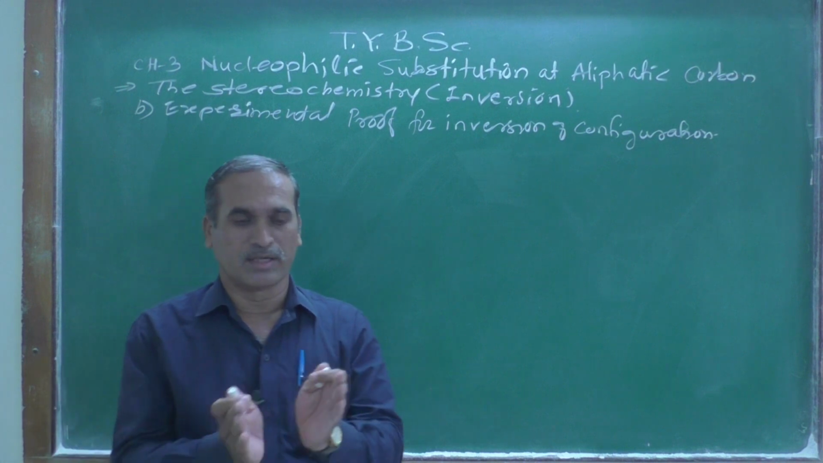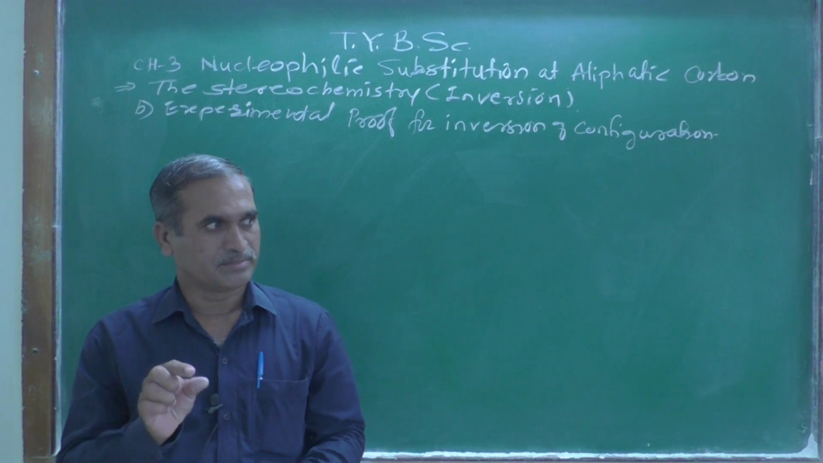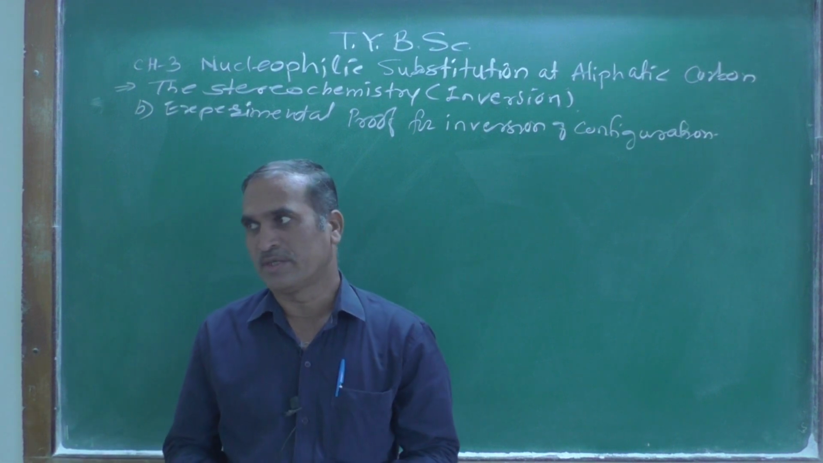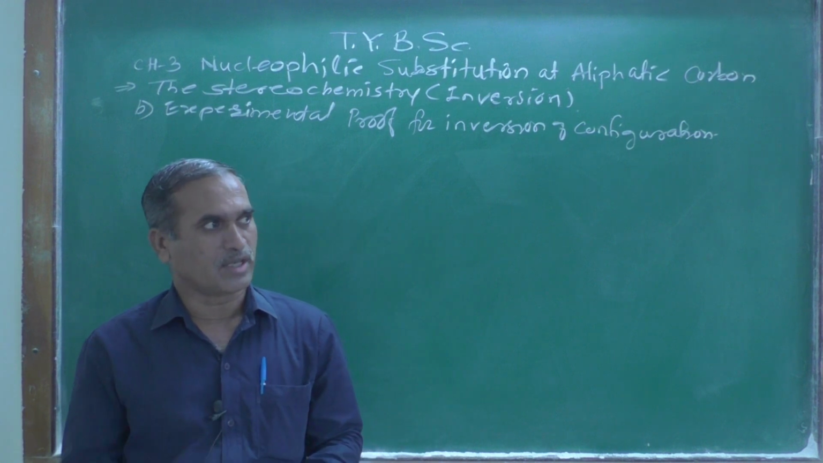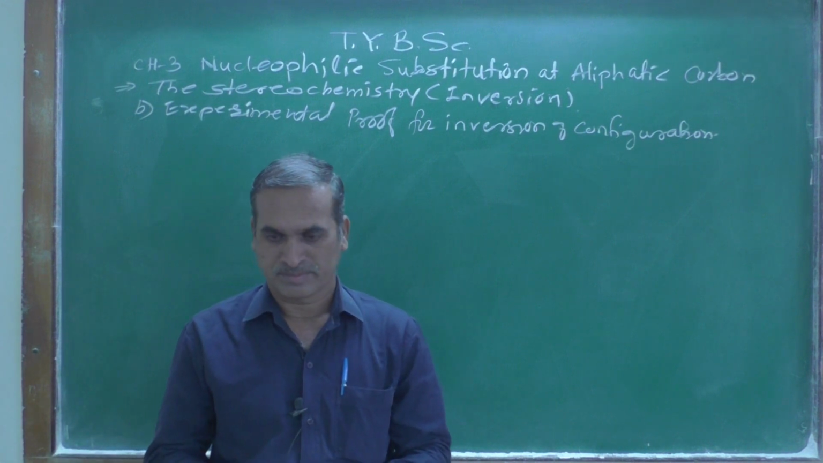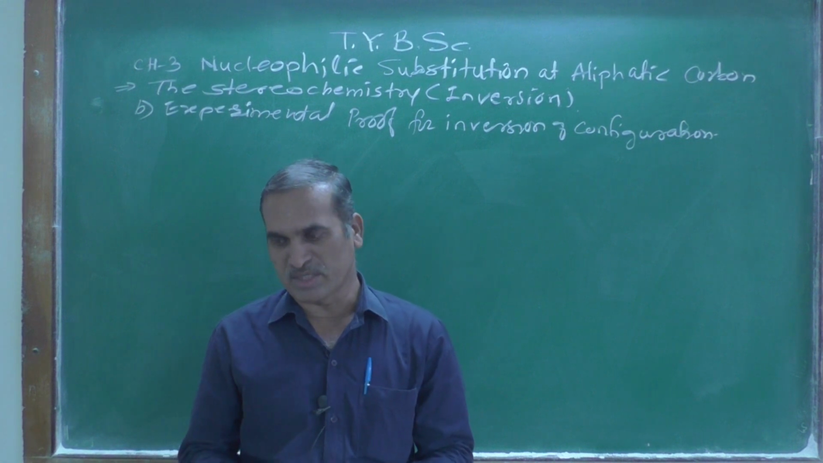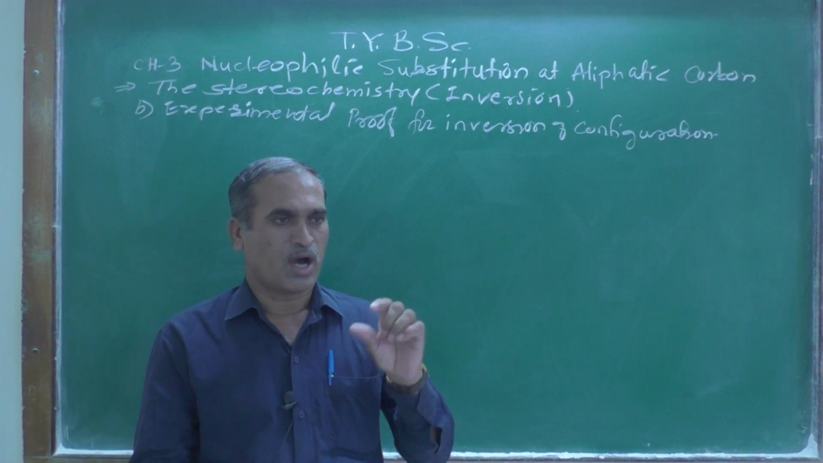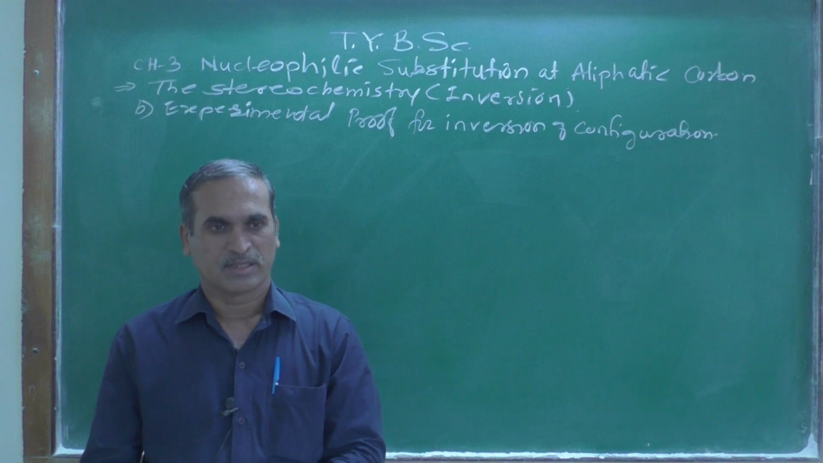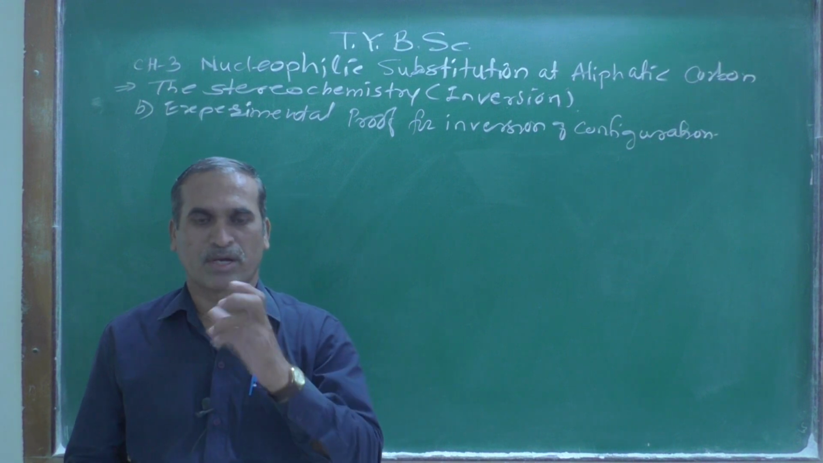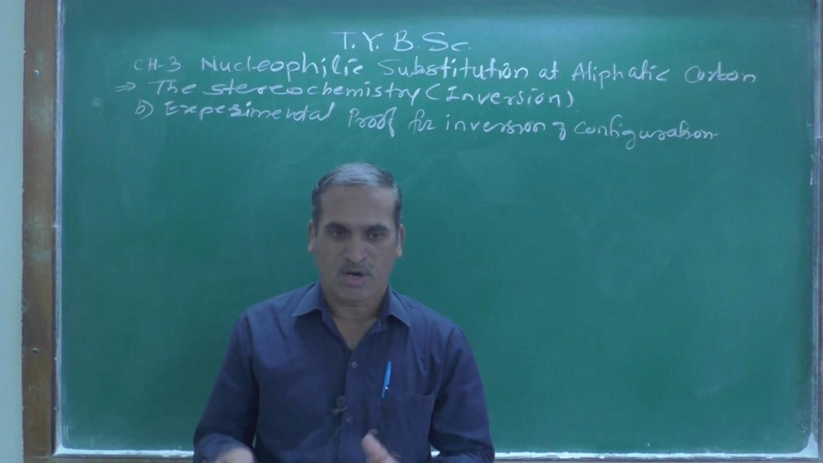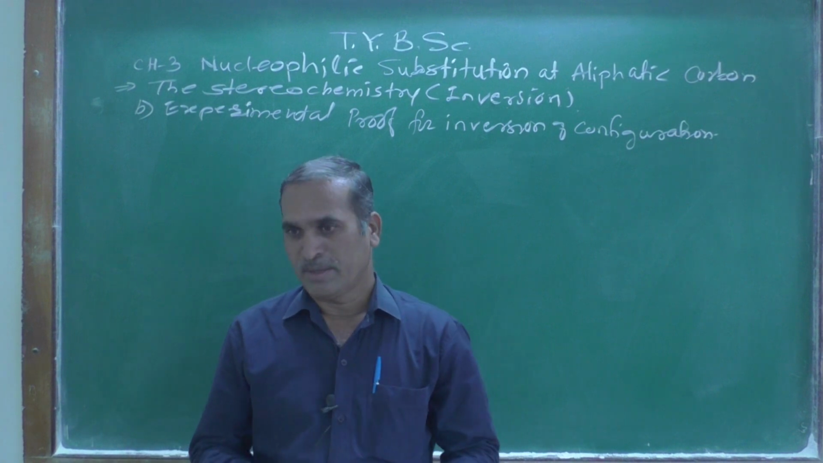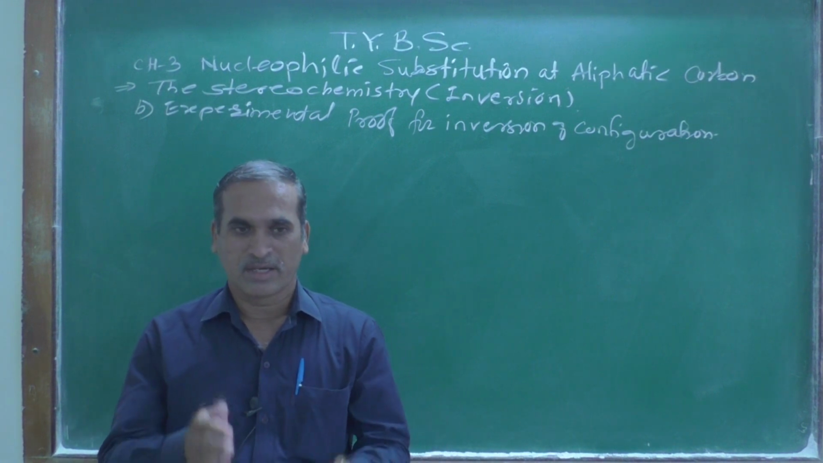Yesterday we learned about the stereochemistry of the SN2 reaction, which gives inversion of the stereochemistry. There we learned how a nucleophile attacks. There are a number of possibilities of attack of the nucleophile. Number one is a backside attack that we learned, right?